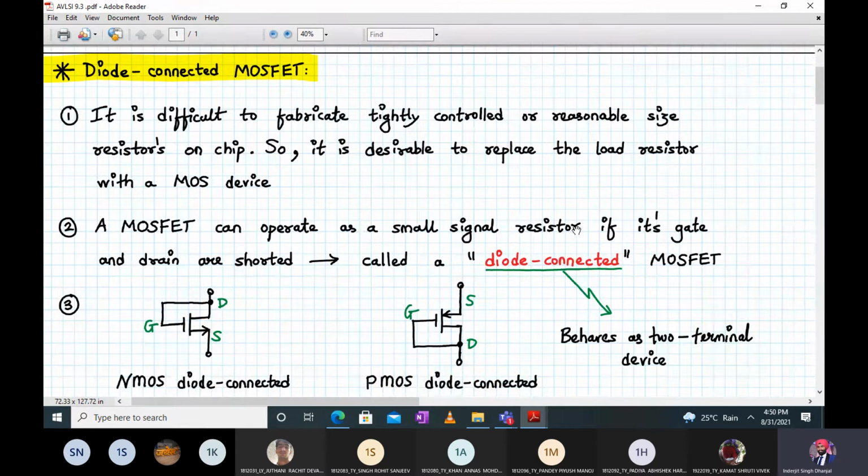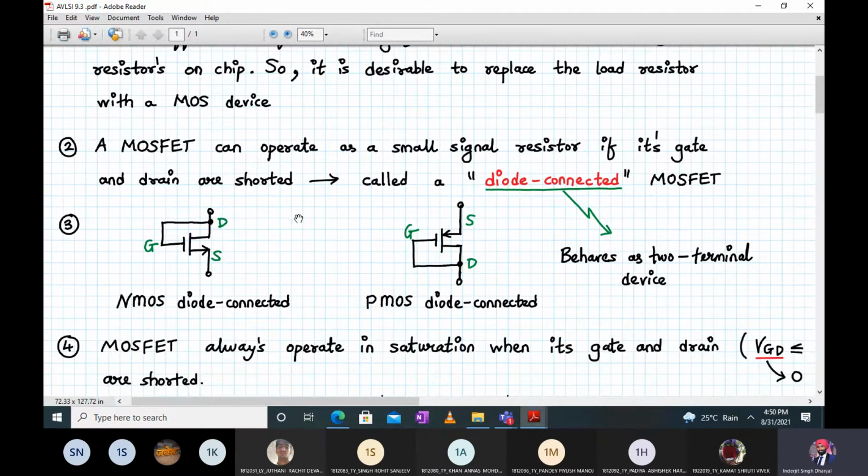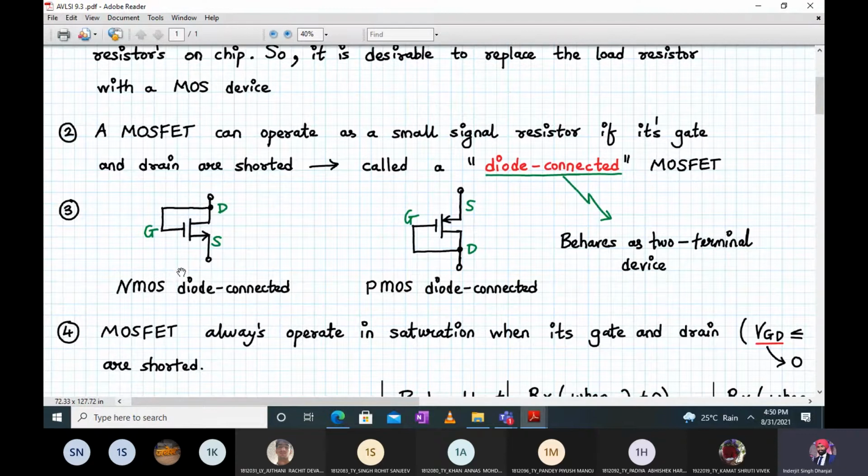One option is to operate the MOSFET in the triode region. The second option is that the MOSFET can operate as a small single resistor if its gate and drain terminals are shorted. We call this a diode connected MOSFET. It behaves as a two terminal device now.